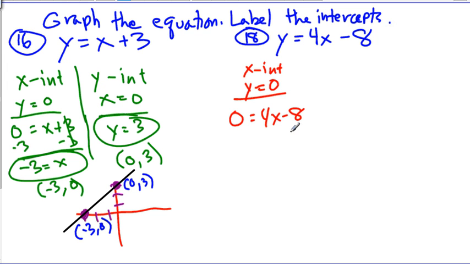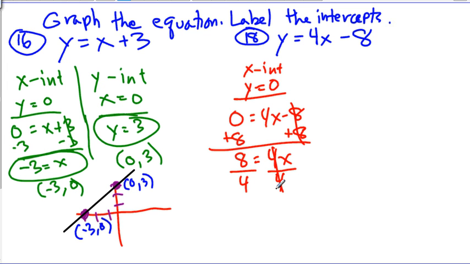Let's solve this for x. Undo subtracting 8 by adding 8. Whatever you do to one side, you have to do the other. 8 equals 4x. Now we're going to undo multiplication by division. Divide by 4, divide by 4. X equals 2. So this point is 2, 0.